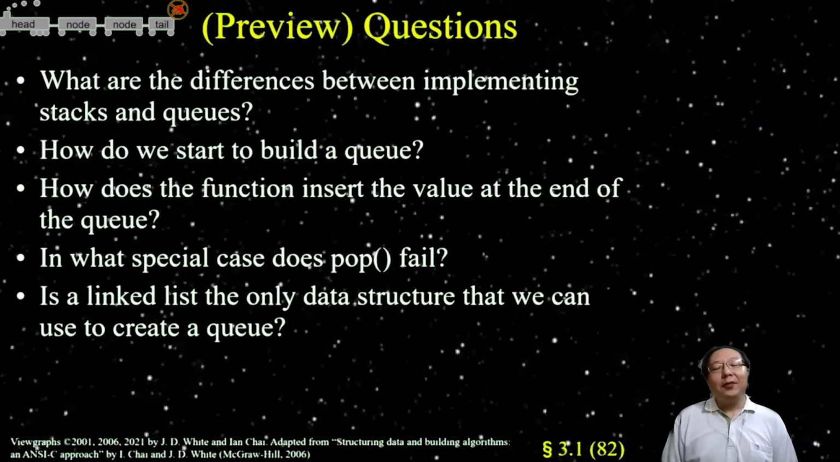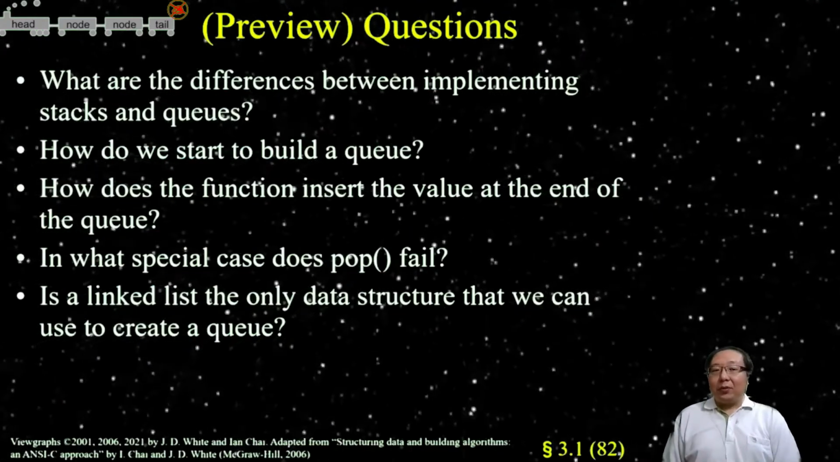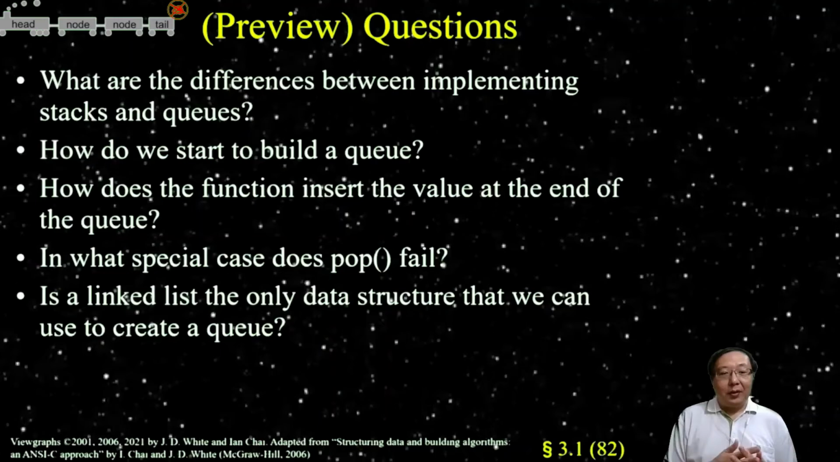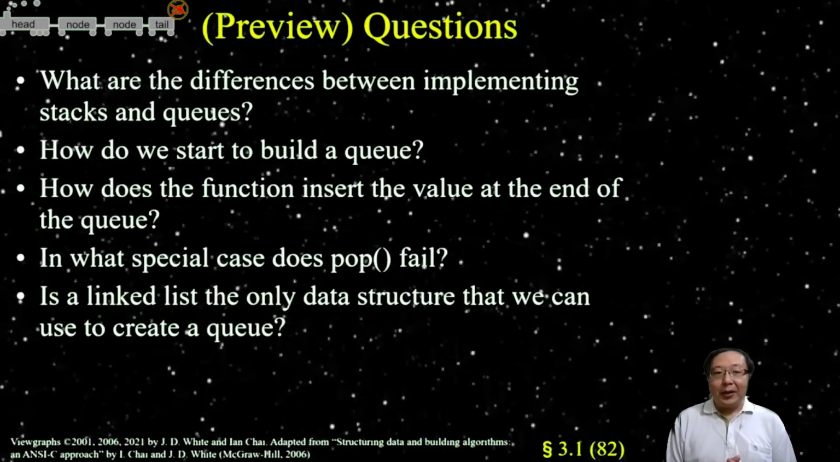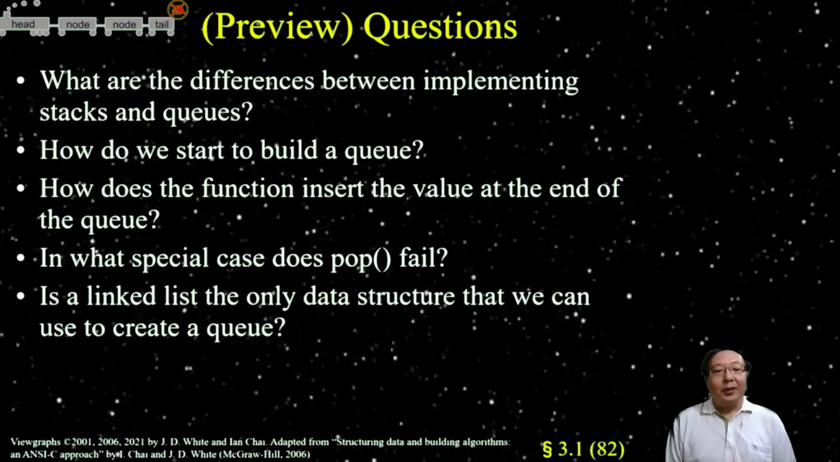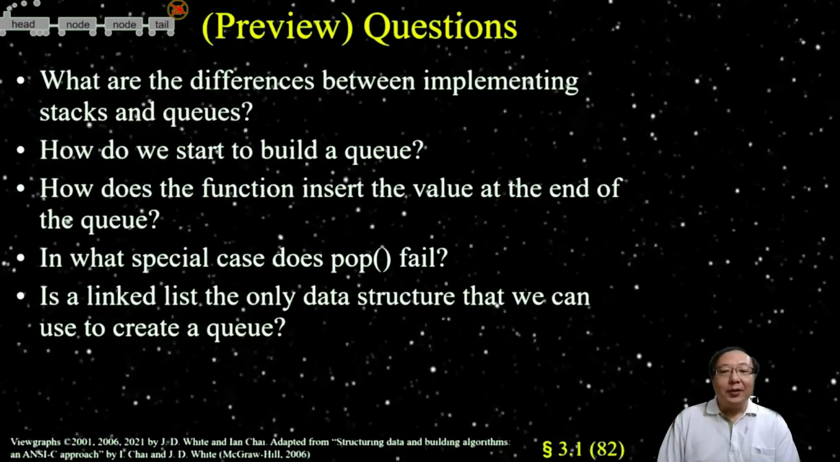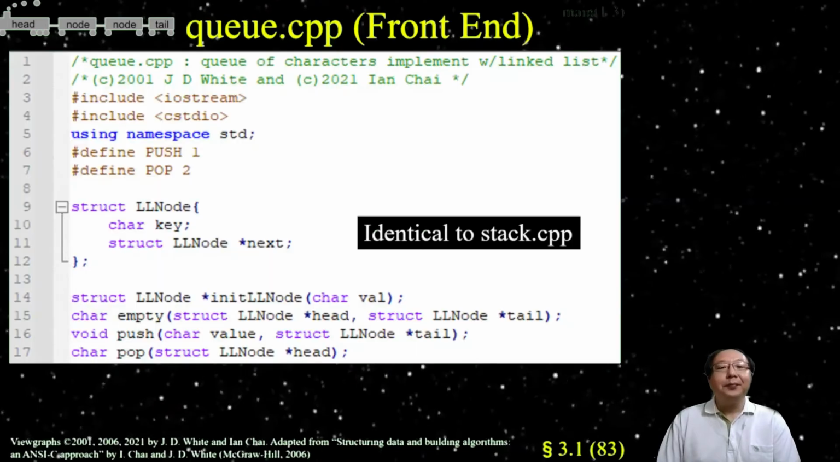Okay, what are the key differences between implementing stacks and queues? How do we build a queue? How does the function insert the value at the end of the queue? And what special case does pop fail? Is a linked list the only data structure that we can use to create a queue?